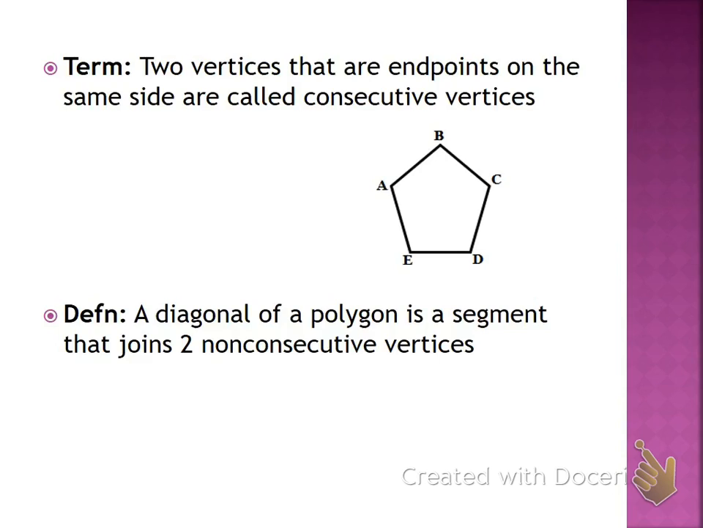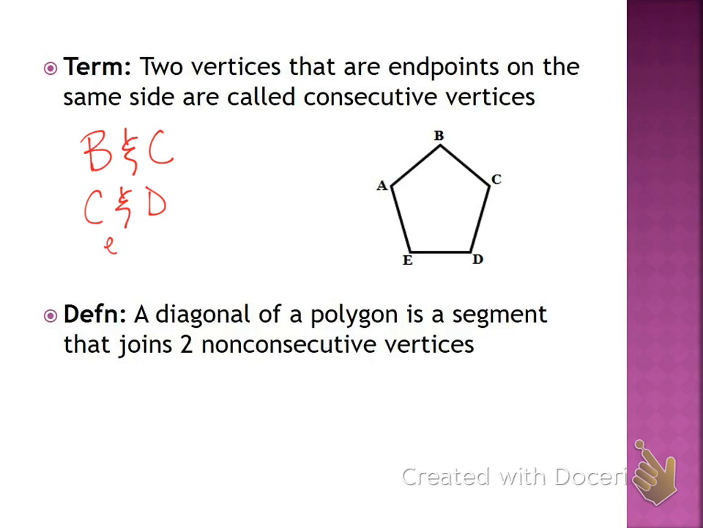Two vertices that are endpoints on the same side are called consecutive vertices. So that means they are part of the same line segment. So can anybody give me an example of two consecutive vertices, Majay? B and C would be consecutive vertices. B and C, what would be another pair? C and D. We could do this the whole way around this pentagon.